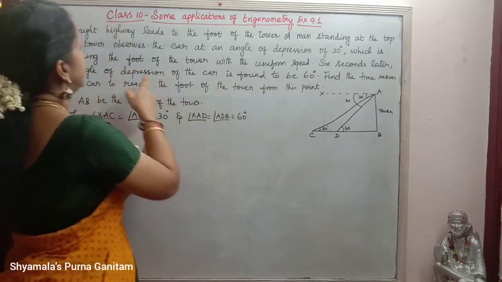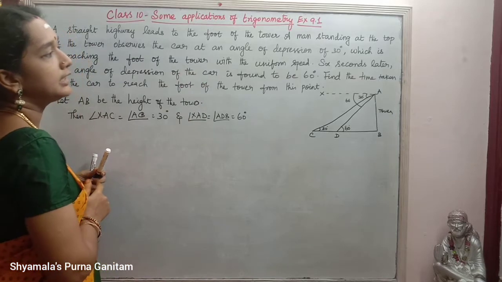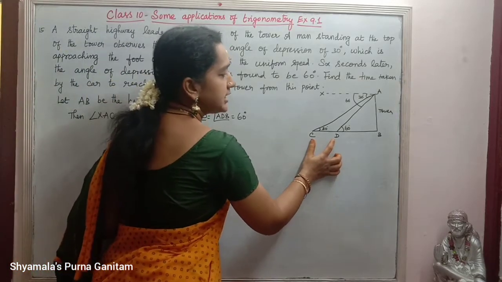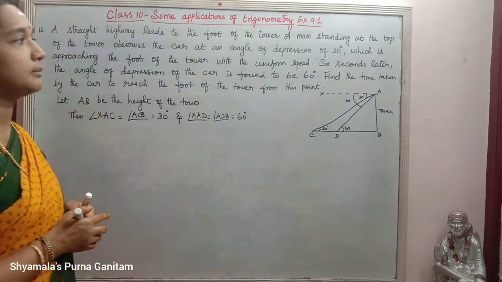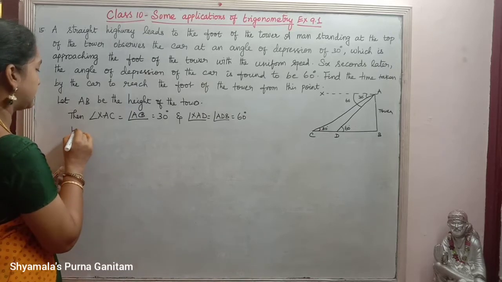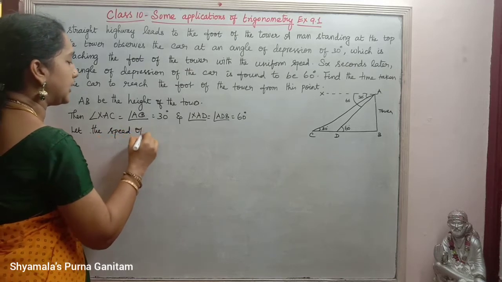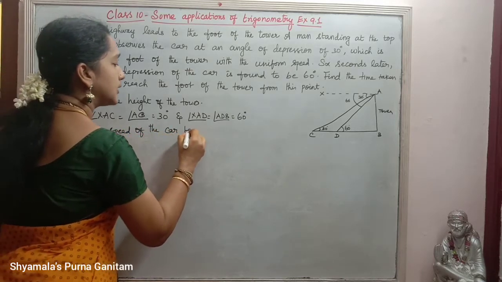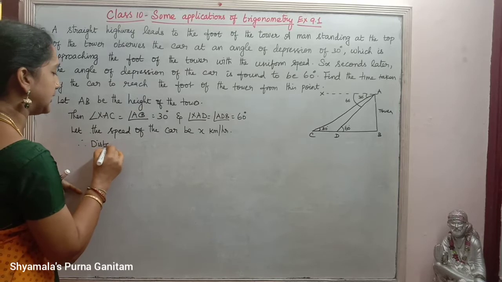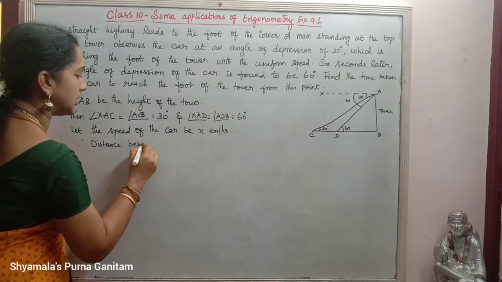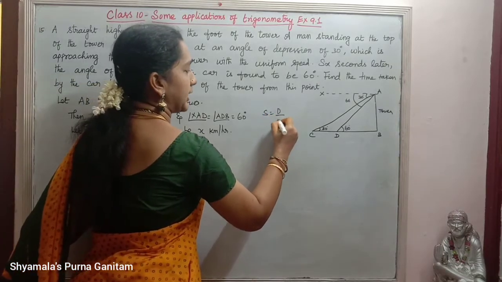Now, here it is given that 6 seconds later the angle of depression of the car is found to be 60 degrees at D. So let the speed of the car from C to D be x. Therefore, the distance CD: we know that speed is equal to distance by time taken.